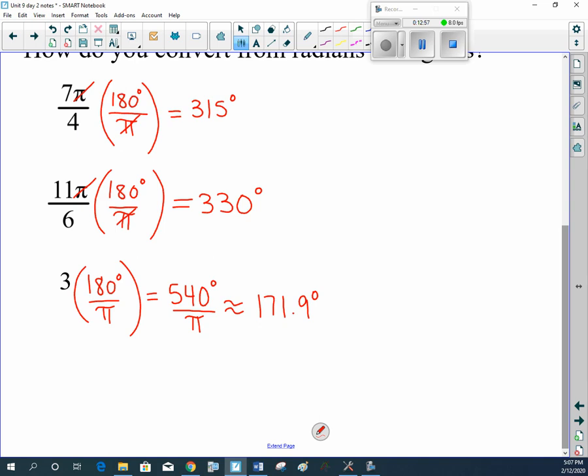And that makes sense to me because 3.14 is a half a circle, and I know a half a circle is 180 degrees. And so I'm not quite half a circle right there. That 3.14 pi is about 180 degrees. So that makes sense. That's how we convert between radians and degrees.